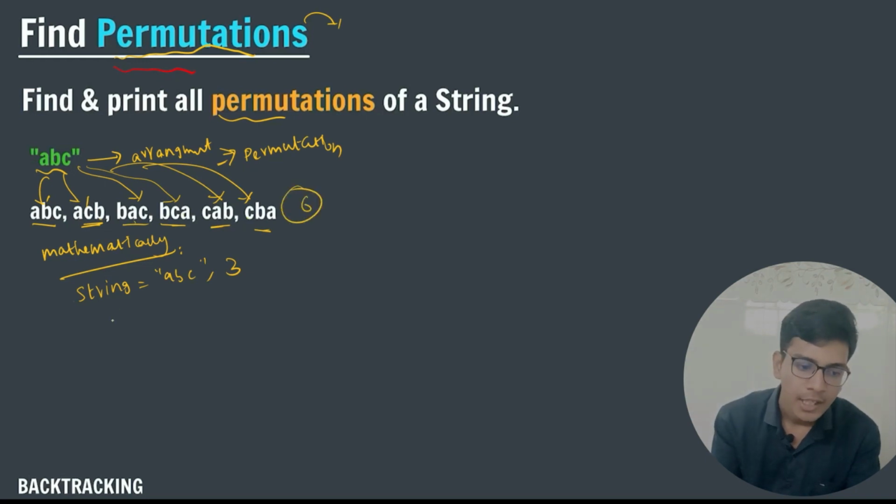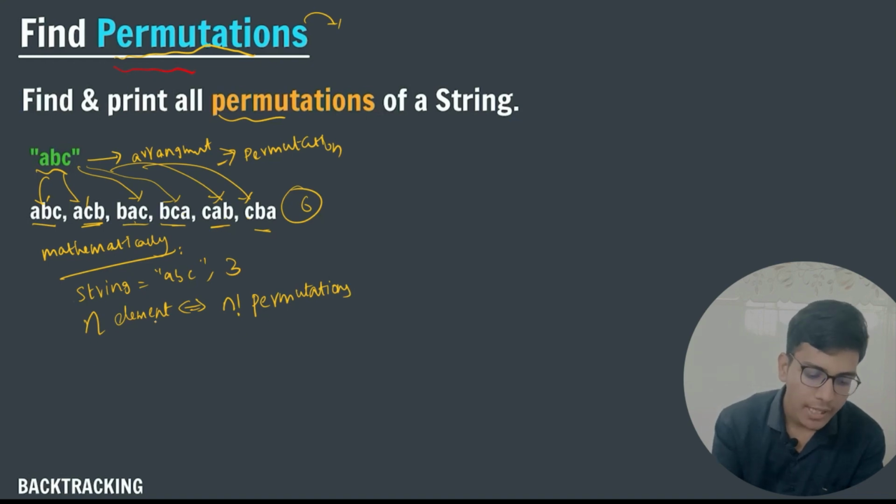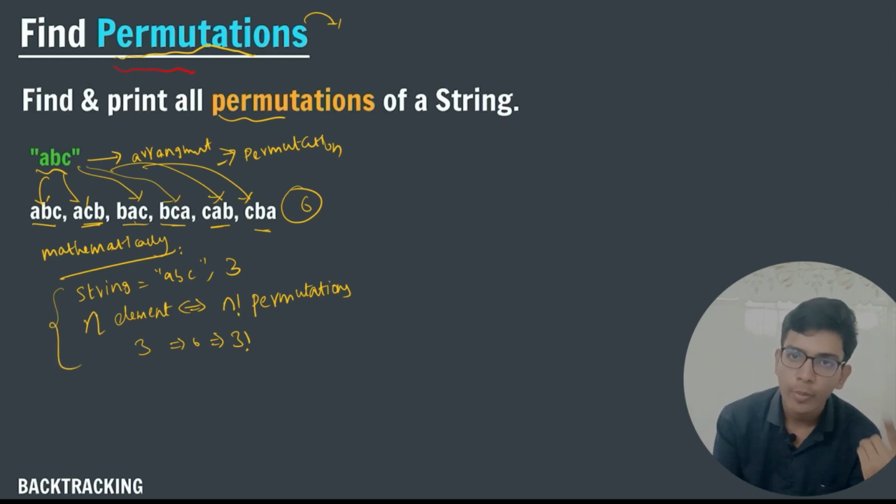6 arrangements are there. So for given n elements, mathematically there are n factorial permutations possible. For 3 elements, how many ways? 6 ways, which is nothing but 3 factorial. This is the formula we are going to use in this question. In the previous question we used 2 to the power of n. In this we are using n factorial. This is the mathematical representation of n elements in n factorial permutation ways.